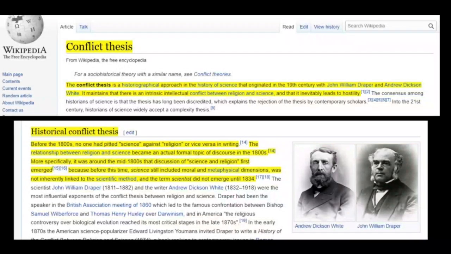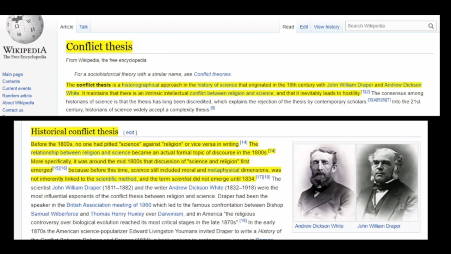Conflict thesis. The conflict thesis is a historiographical approach in the history of science that originated in the 19th century with John William Draper and Andrew Dickson White. It maintains that there is an intrinsic intellectual conflict between religion and science, and that it inevitably leads to hostility.